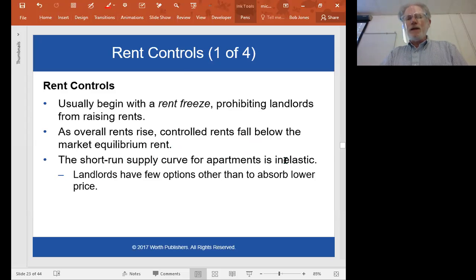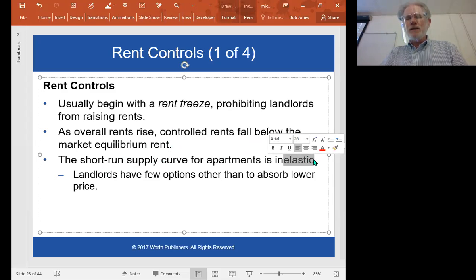And how does elasticity fit into that? There's more people looking for the housing at the controlled price than the uncontrolled price. That's right, there's going to be more demand, but with the inelastic supply, the quantity demanded will be greater.